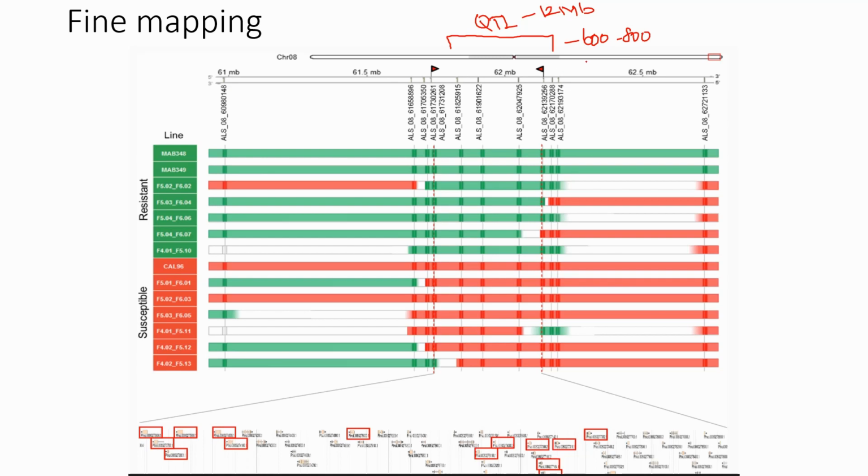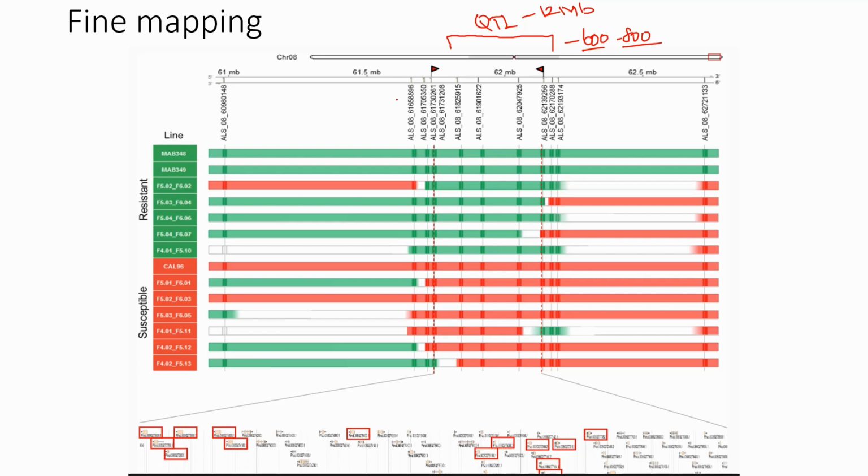So can you go and check 600 to 800 genes in walnut? No way, it's not possible. Again, it's a tree crop, and even in rice, it's not possible to go and check every gene in that interval to see whether it is related to that particular trait or not. This is not going to happen.